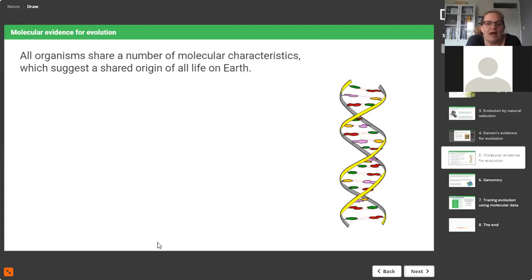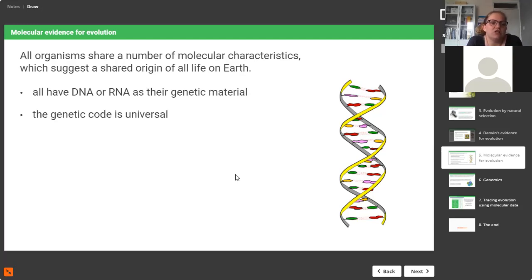All organisms share a number of molecular characteristics, which suggest a shared origin of all life on Earth. All organisms have DNA or RNA as their genetic material, so we know that there must be something linking them. We know the genetic code is universal, so all amino acids that are made with certain codes in a human will be the same amino acids that are made in a cow. ATP is the universal molecule for energy storage. Any organism's energy storage is going to be using adenosine triphosphate.